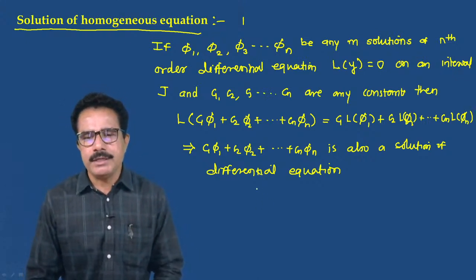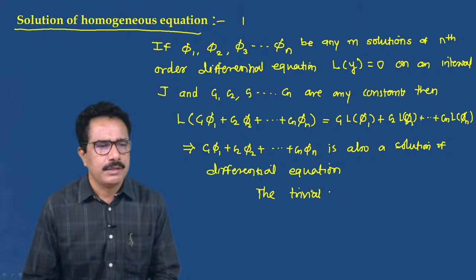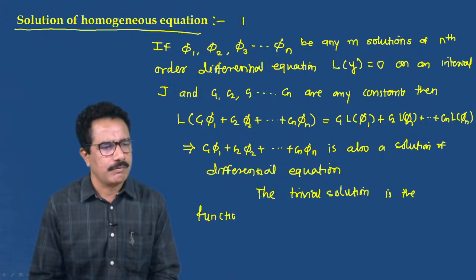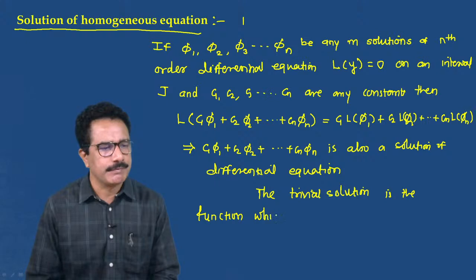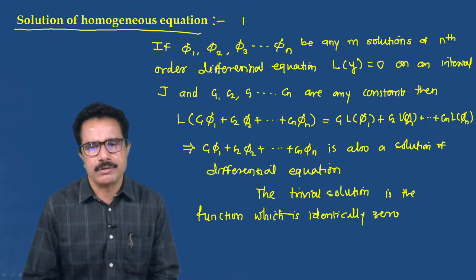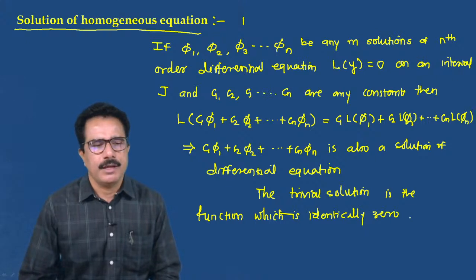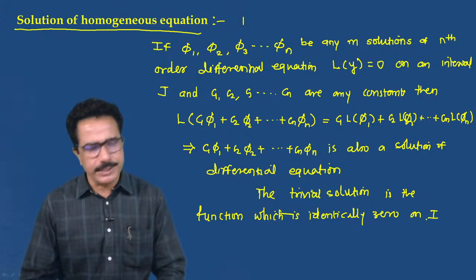See this, the trivial solution is the function which is identically zero on I. What is meant by trivial solution? It is identically 0 in I. Okay.